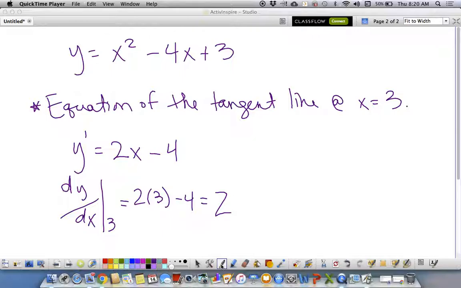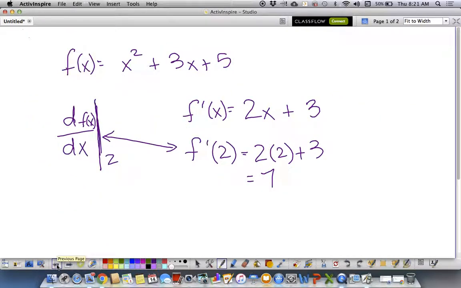Wait, but it's right there in front of the x already. No. We got 2. We substituted 3 in for x. It was 6 minus 4. But is it going to be like that every time? No. The last one it was not. The slope was 7.